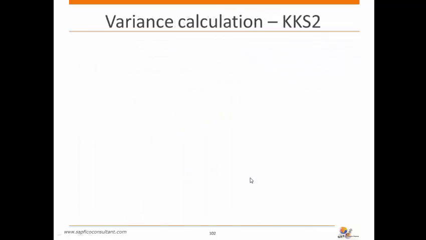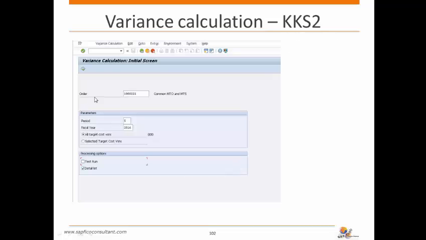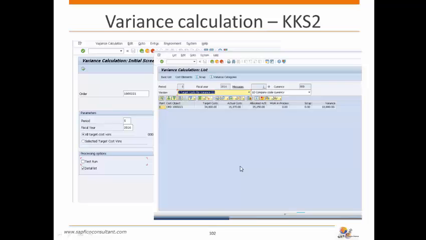Let's do a variance calculation. Now it is relevant for variance calculation since WIP is zero. KKS2 is the transaction. Update the order, period, fiscal year, and remove the test run and click on the execute button. So here we are now getting the variance as 18,880. So target cost, actual cost, allocated cost, and here the variance is there.